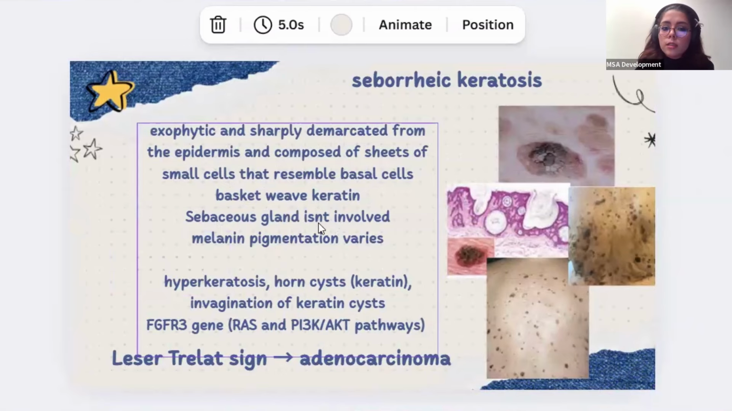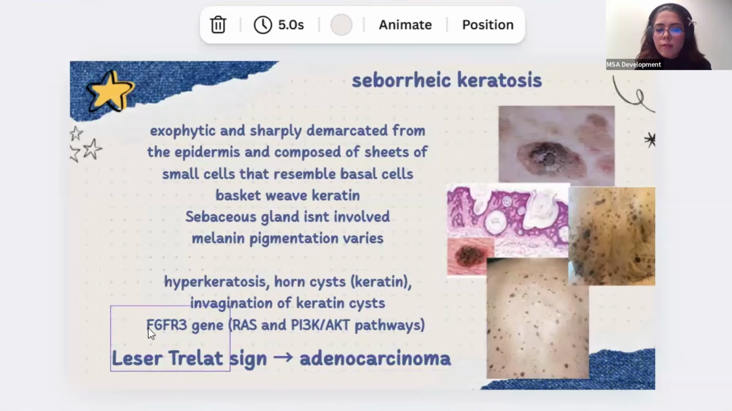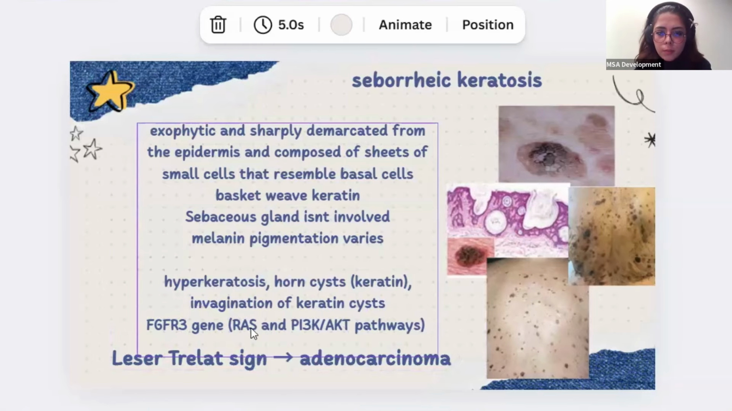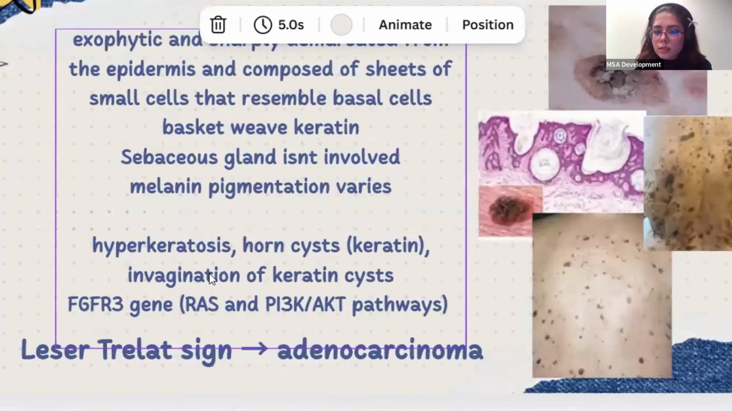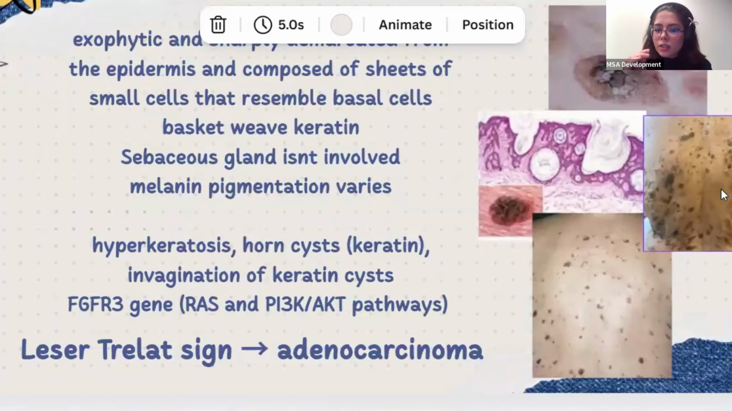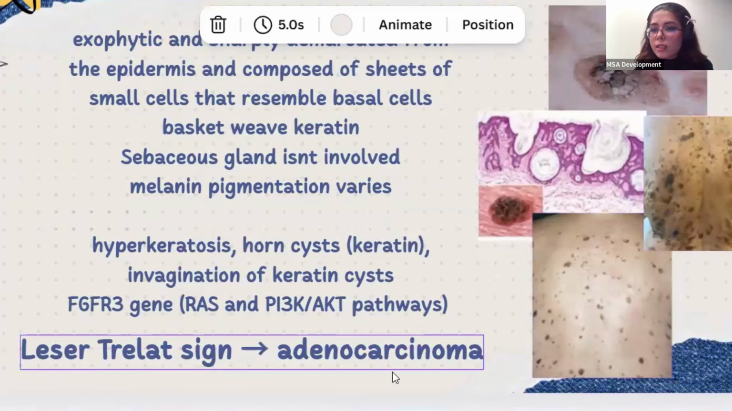Okay. Sebaceous gland isn't involved. The melanin pigmentation varies. Hyperkeratosis, horn cysts, invasion of keratin cysts, FGFR3 gene. Okay, just know the FGFR3 gene is involved. Okay, there's hyperkeratosis. It's thick. Its texture looks weird.